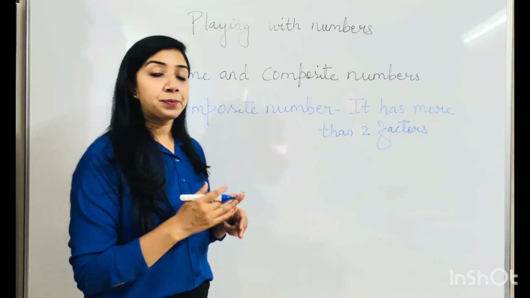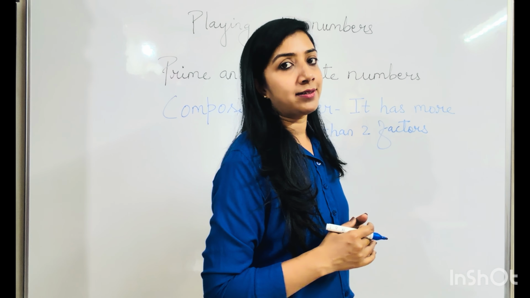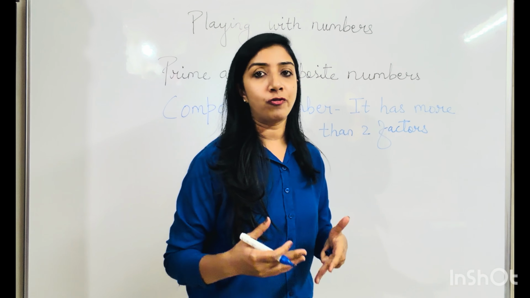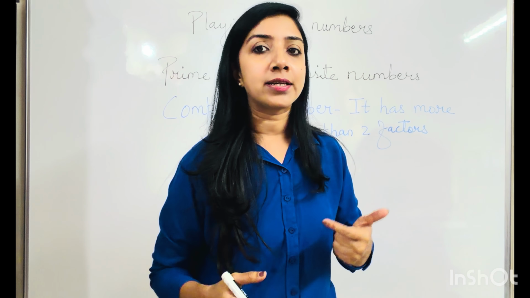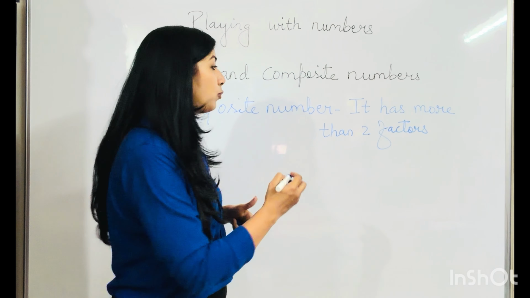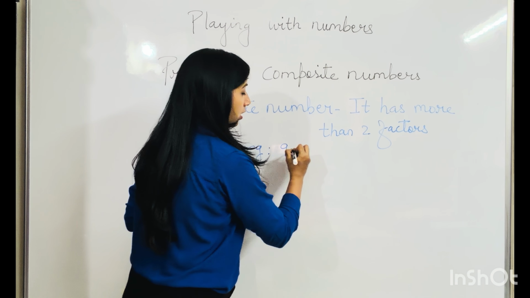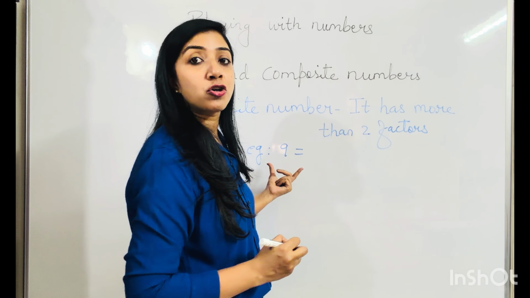Now children, after prime numbers, we will see composite numbers. Now what is a composite number? It has more than two factors. I had already given you the example of 15. Let me give you more examples, like the example of 9. Okay, so what are the factors of 9?